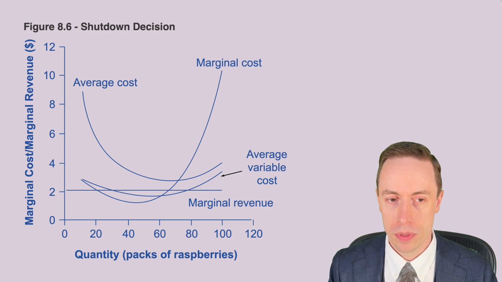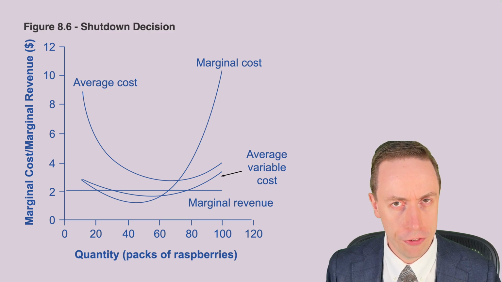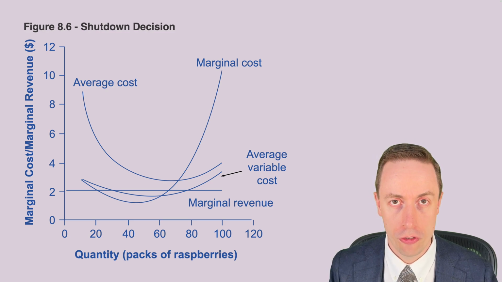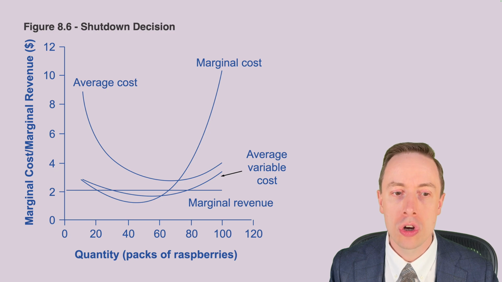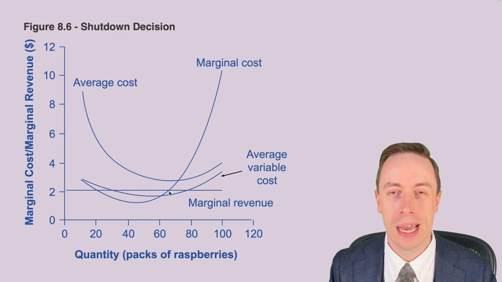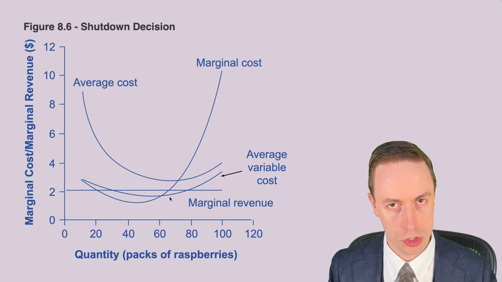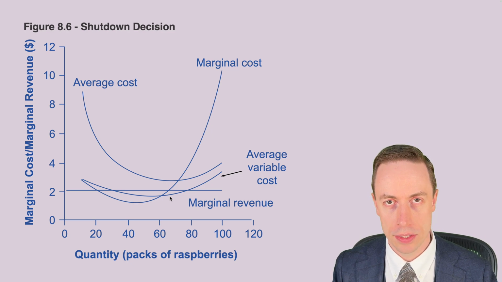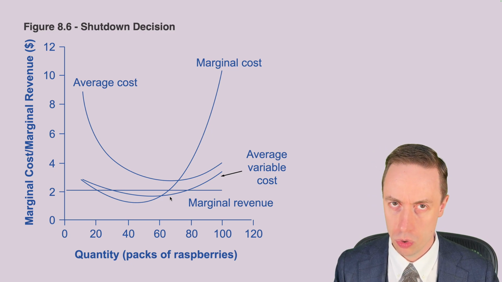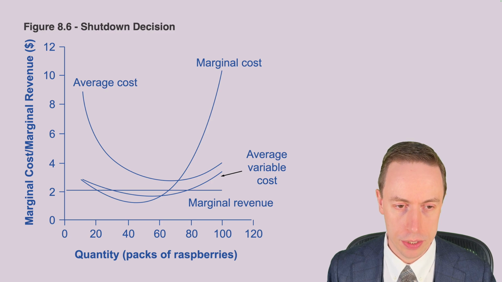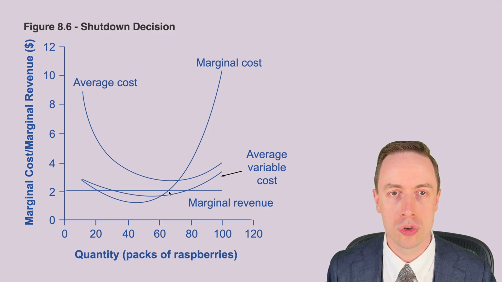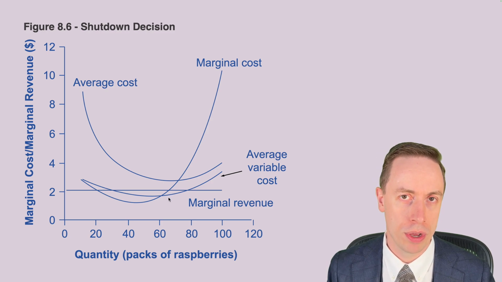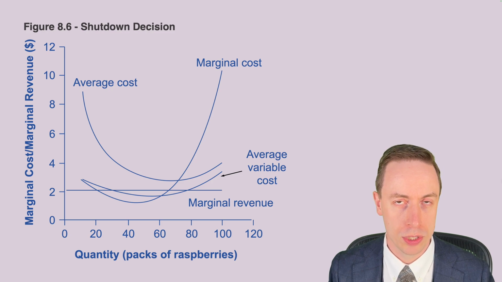Number 3, so should we shut the firm down? For that one, compare price and average variable cost. Answer, no, we should continue to operate because price is greater than average variable cost. You want to do it again?